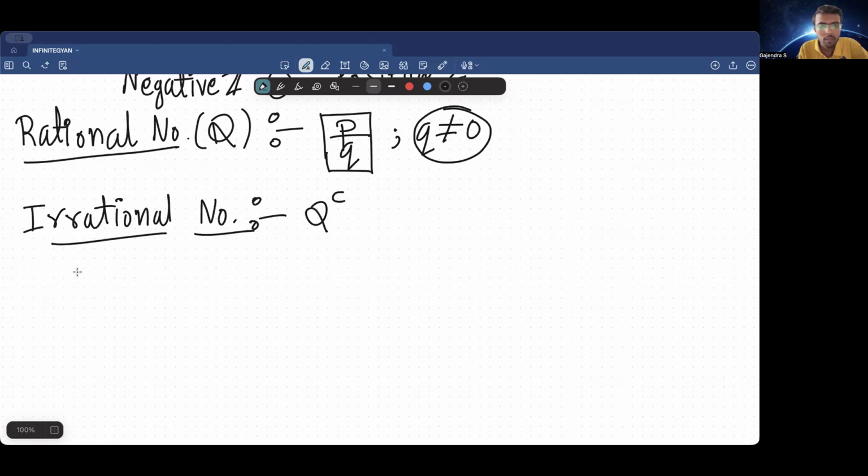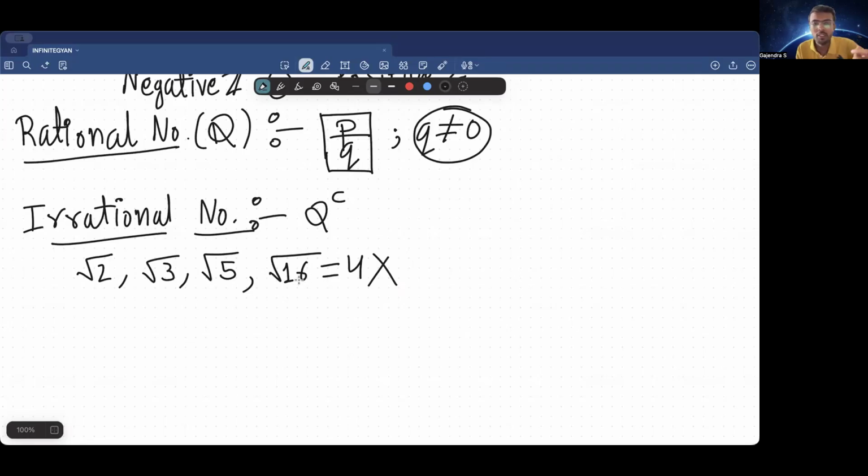So for example, we can have root 2, root 3, root 5. Okay, will all the numbers written in a root be irrational? No, right? Because if we have root 16, then that value is 4, but it won't be an irrational number. It will be a rational number because it can be represented in the form of p by q. So every number written in square root will not always be irrational. If it is a perfect square, then it will be a rational number. If it is not a perfect square, then it will be an irrational number, right?